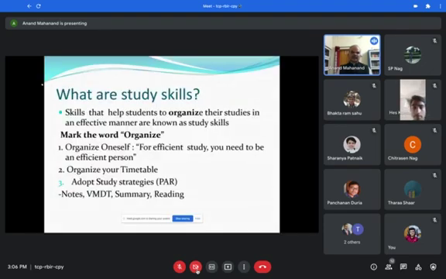So you remember what are study skills? Study skills are skills that help students to organize their studies in an effective manner. Skills that help students to organize their studies in an effective manner are known as study skills. I'll ask you these questions at the end. Right, so note down.